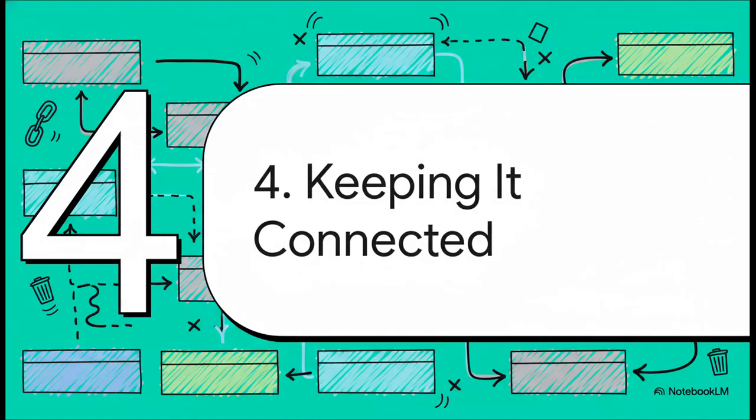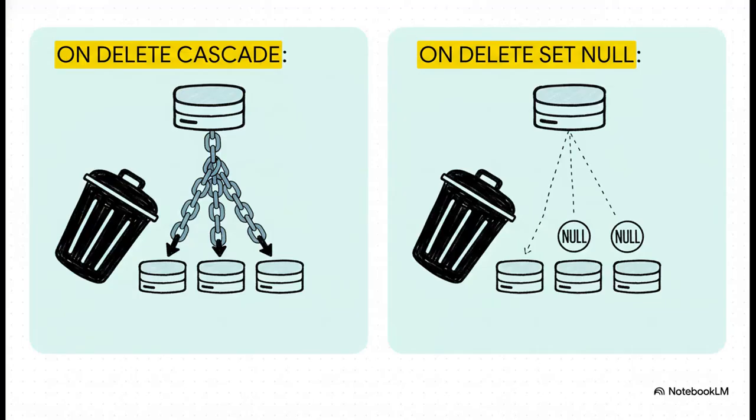Okay, hold on. We've just spent all this time breaking our data into these perfect, logical, tidy little tables. But in solving one problem, we've kind of created another one. All these tables are linked together. So what happens to all those connections if we need to delete something? How do we stop the whole system from falling apart? This is where we get two really powerful strategies.